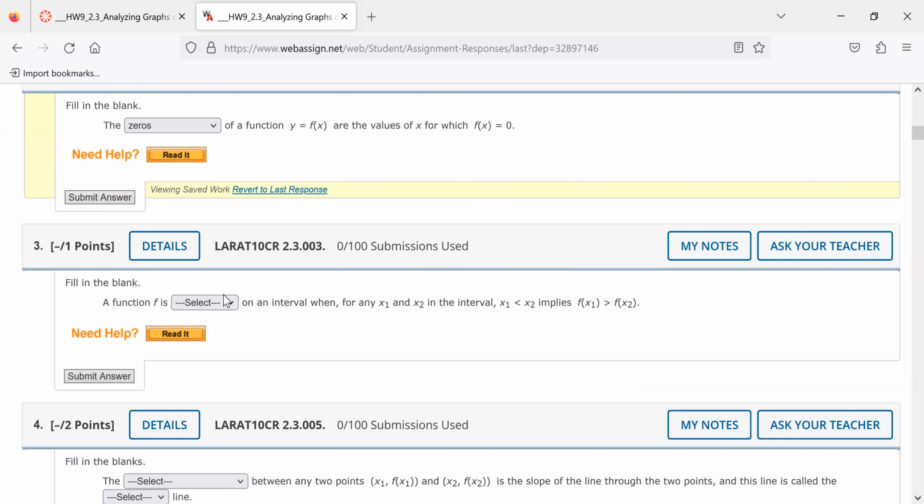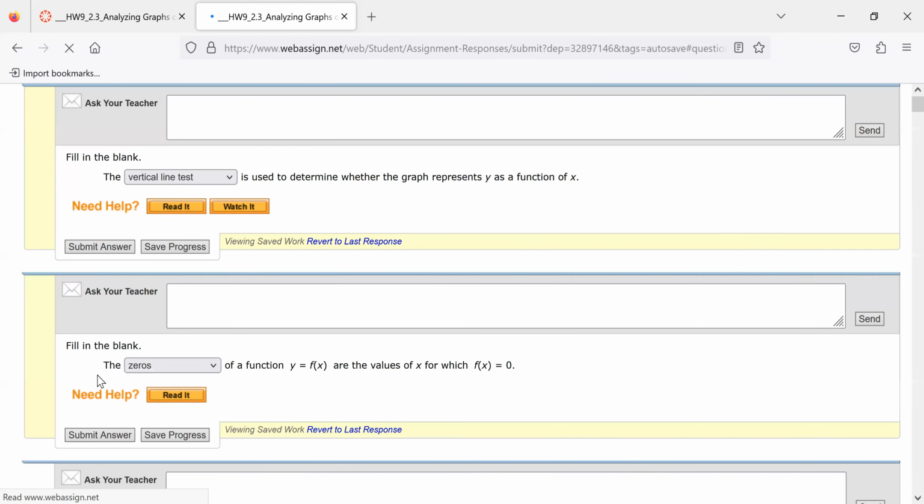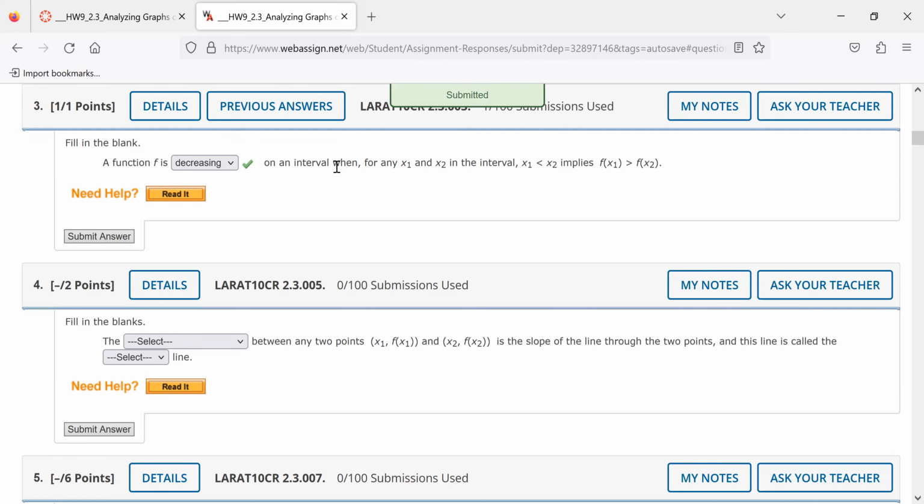Now for increasing and decreasing. A function f is increasing on an interval if for any x1 and x2, if your x1 is smaller than the x2, so basically if the first x we're talking about is smaller than the next x, then we have the next y value being bigger. And a function is decreasing if your first x is smaller than the second x, but your first y is bigger than your second y.